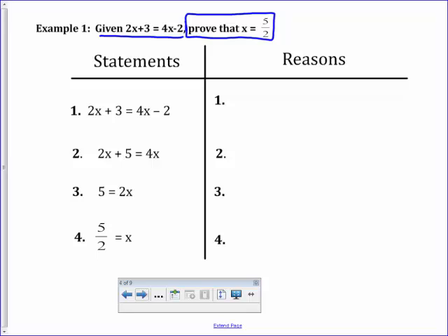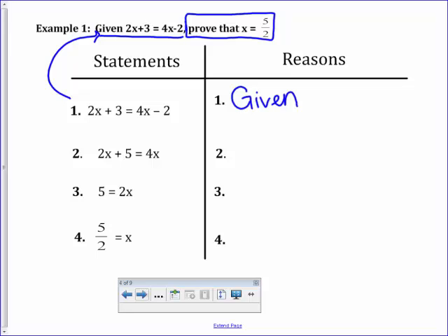Alright, so the first step under the statements gives you the equation, 2x plus 3 equals 4x minus 2. So if we look back up here, that is what they gave us to start with. That's the given equation. So our reason, whenever it's the given, is simply the given. Okay, so make sure you just read, like Ms. Hurst said, what's in the given, find that in one of the steps, and it's always going to be one reason. That given will be in every single proof we do, algebra and geometry-wise.